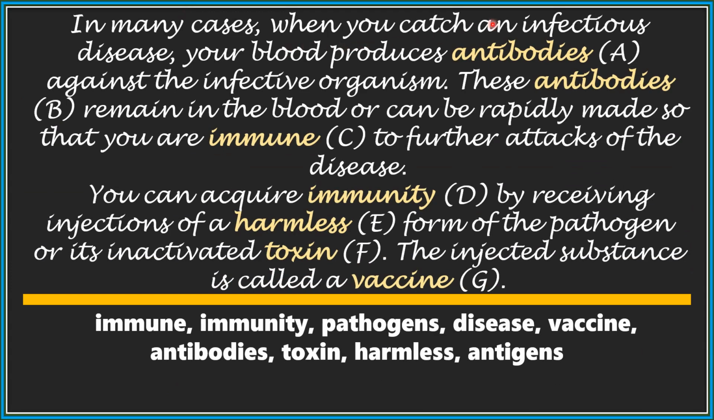In many cases, when you catch an infectious disease, your blood produces antibodies against the infective organism. These antibodies remain in the blood and can be rapidly made so that you are immune to further attack of the disease. You can acquire immunity by receiving injection of a harmless form of pathogen or its inactivated toxin. The injected substance is called a vaccine.